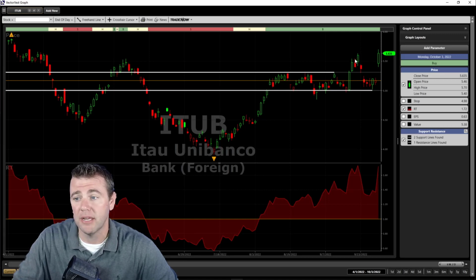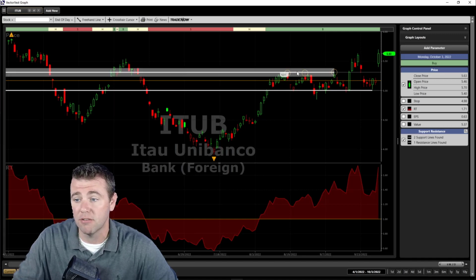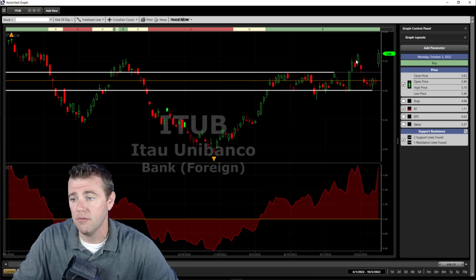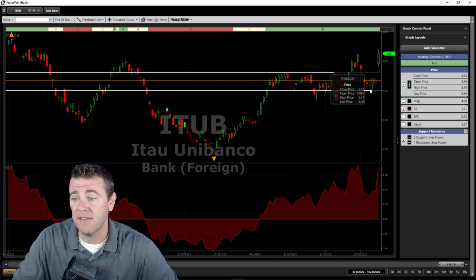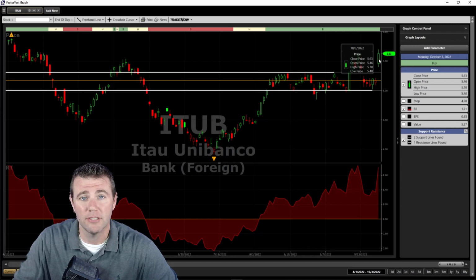People were nervous because, hey, it's hit resistance 3 times now. So now that it's above that point, it may pull back to retest it. Well, it came back down all the way to that 5 level and then gapped up here today, clearly breaking through that resistance zone. So the nice thing about using support resistance is, let's say you jumped into this stock today as it's gapping up and moving higher.